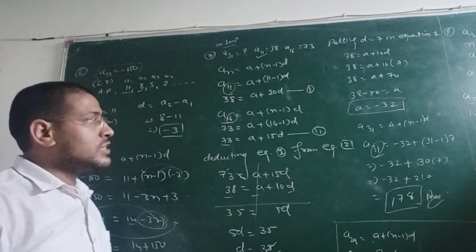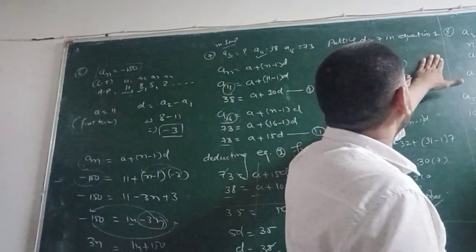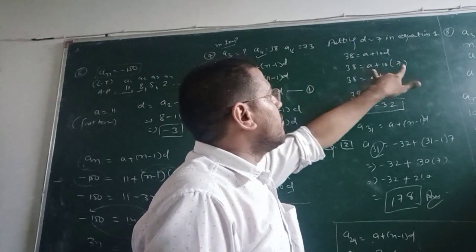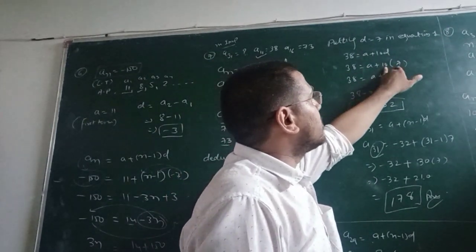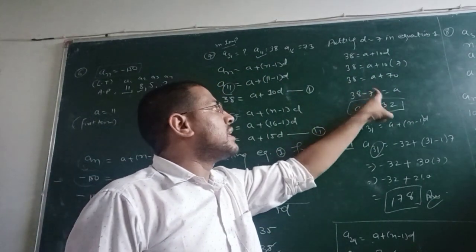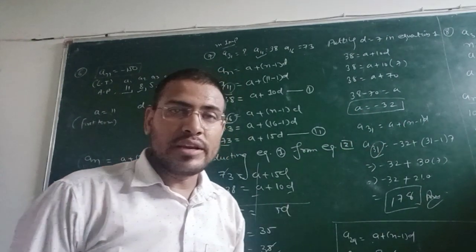D is there. Now what is to be done after d? Putting d is equal to 7 in equation 1. So 38 is equal to a plus 10d. This is your equation 1. And we multiply 10 into 7, 70. Transfer that value to the other side. You will see 38 minus 70. So in such a way, a is minus 32. We have found it out.